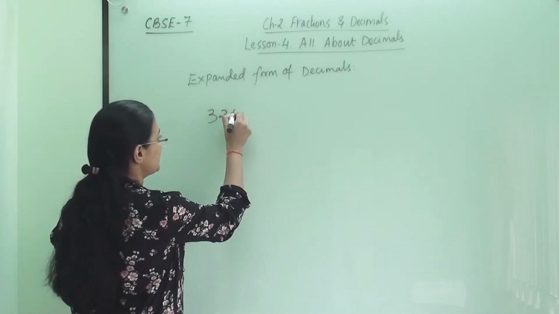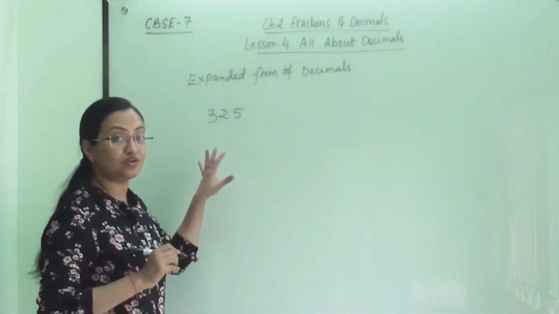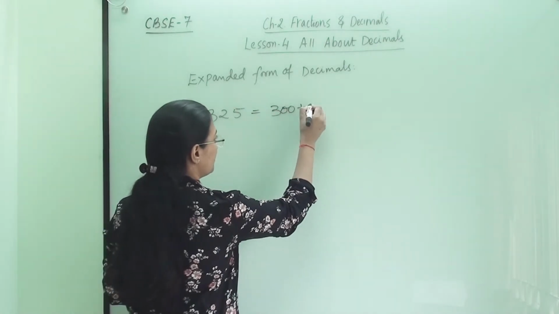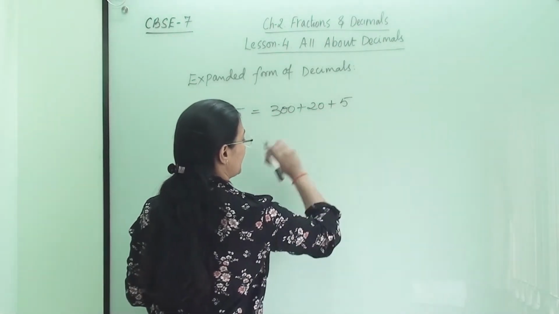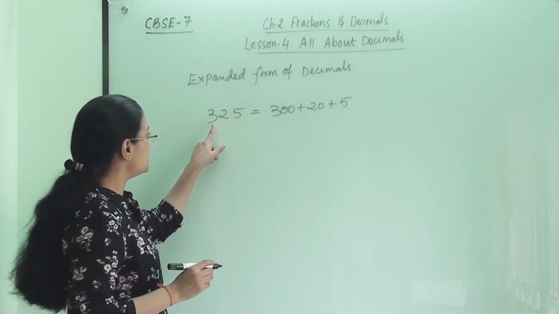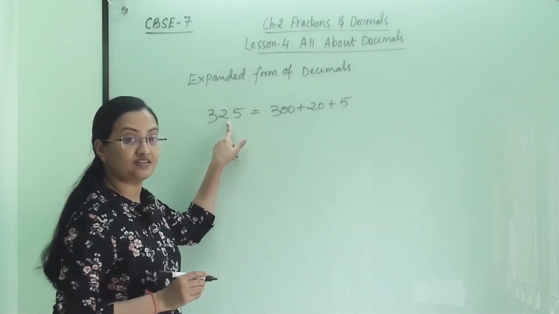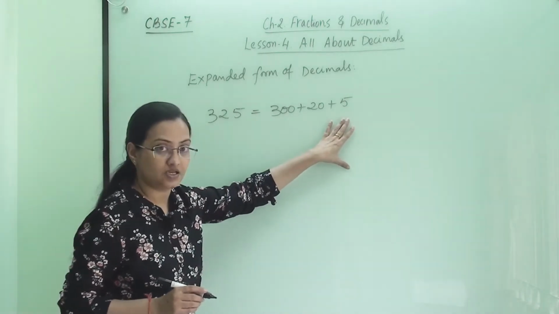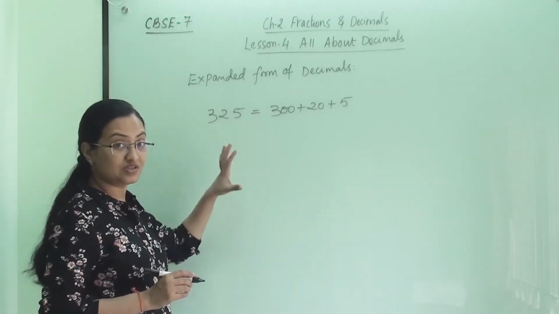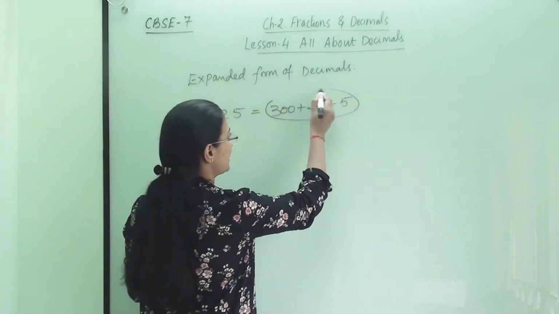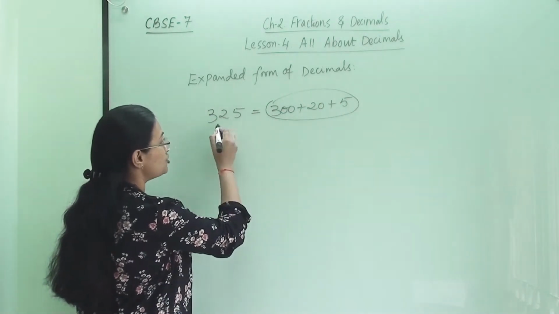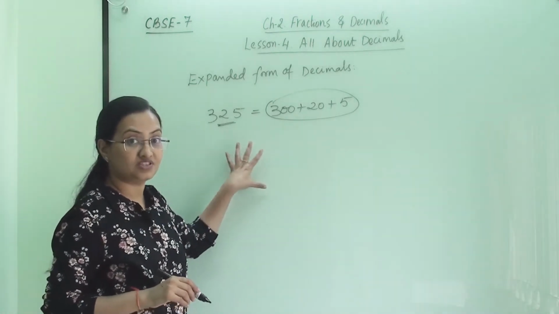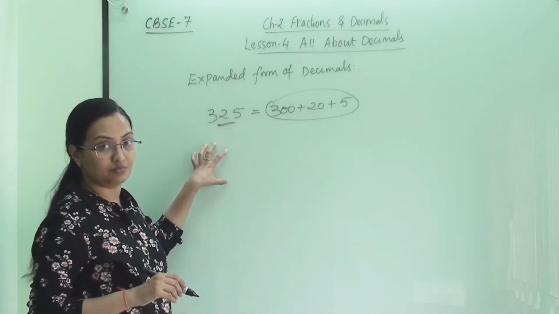If the number is 325, it is without a decimal. So how to write its place value? We will write 300 plus 20 and then 5. So 3 is at the hundreds place, 2 is at the tens place and 5 is at the ones place. When we add these, we get this number. The concept is that when we add these three expanded numbers, we should get the main number. That is the idea of expanded form. This is the expanded form of this number.